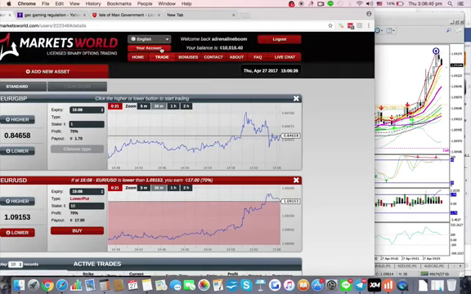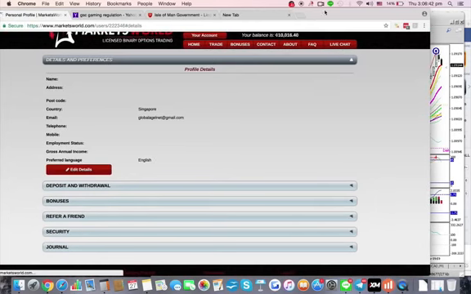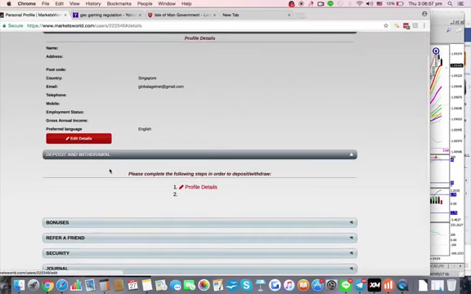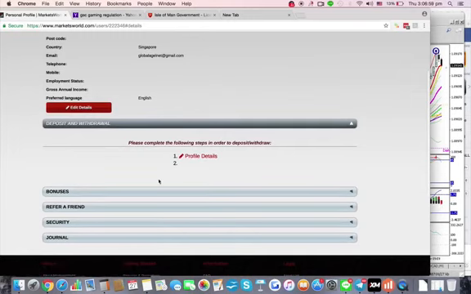Let's have a look. It should be in deposit and withdrawal. So you need to complete your profile details first in order to deposit and withdraw. Okay, so I have to put in these details. This is a demo account, so I'm not going to be doing that. I just want to show you that you have to do that.